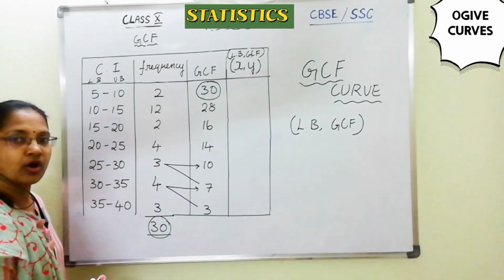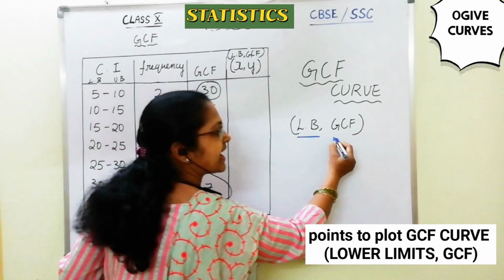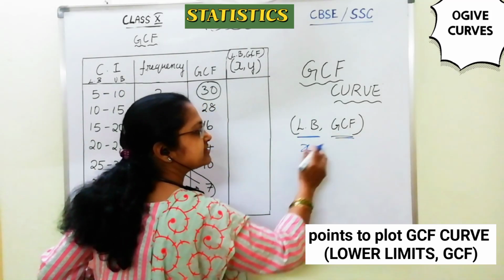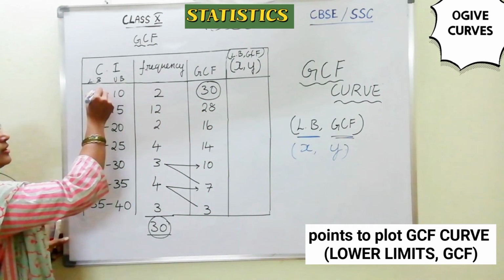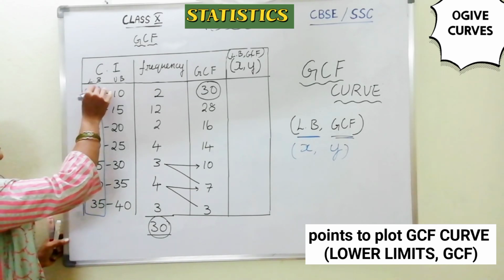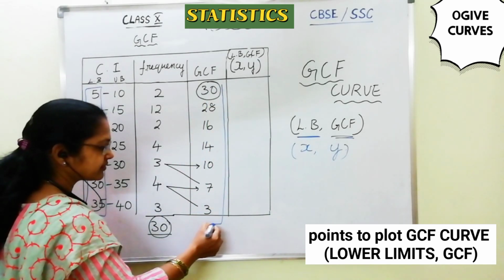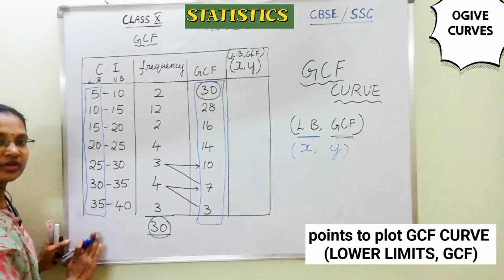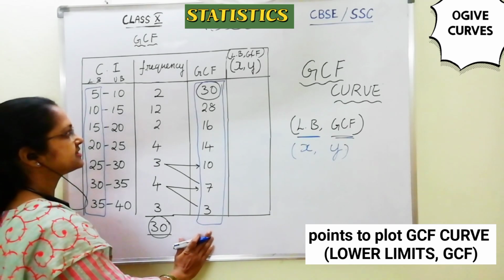Moving on with the ordered pairs. For ordered pairs, it's very important that we take lower boundaries and GCF. Lower boundary will become our x coordinate and GCF becomes our y coordinate. So we will highlight the lower boundaries. You need not draw it in the exam, but just to remember, we are going to take the lower limits or the lower boundaries and GCF.